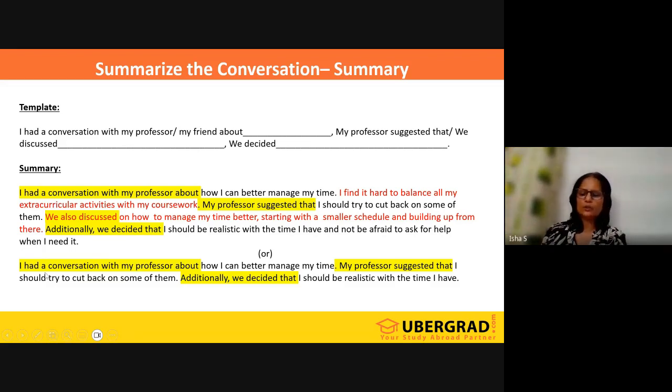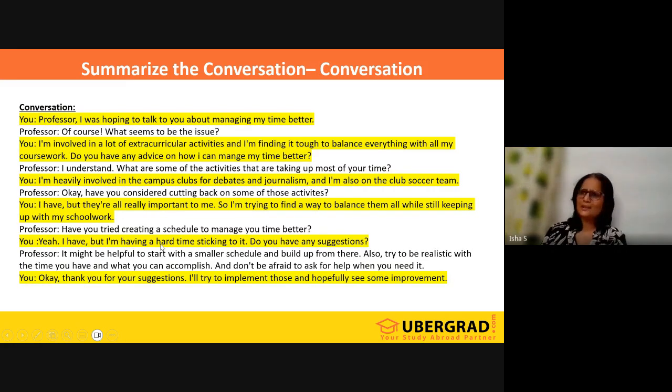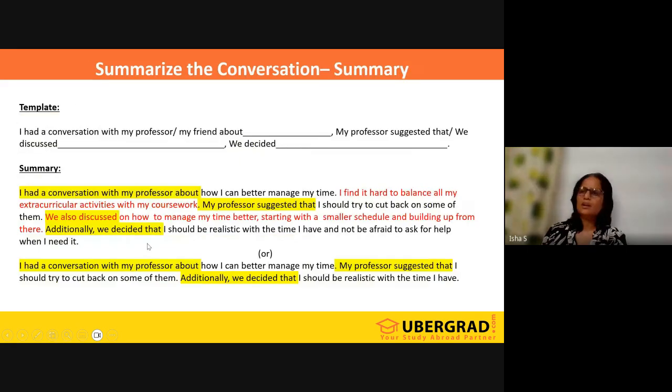Or you can also mention that I had a conversation with my professor about how I can better manage my time. My professor suggested that I should try to cut back on some of them. Additionally, we decided that I should be realistic with the time I have. Now, if you see the conversation here, it is quite lengthy, right? And the summary here is very short and crisp. So you can write your summary with the help of these templates. I hope all are clear on this part.